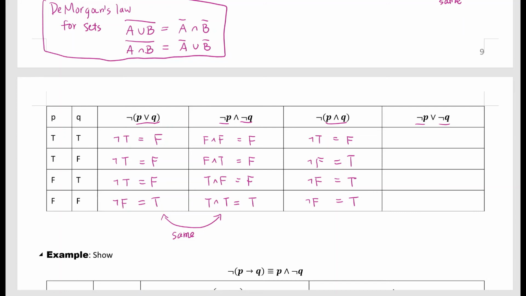Okay, not P, not true is false, not true is false, false or false is false. Not true is false, right? And then not false is true. So false or true is true. Not false, true. Not true is false. True or false is true. Not false, true. Not false, true. True or true is true. Okay, so now you can see they are the same. So that's why they are logical equivalent.